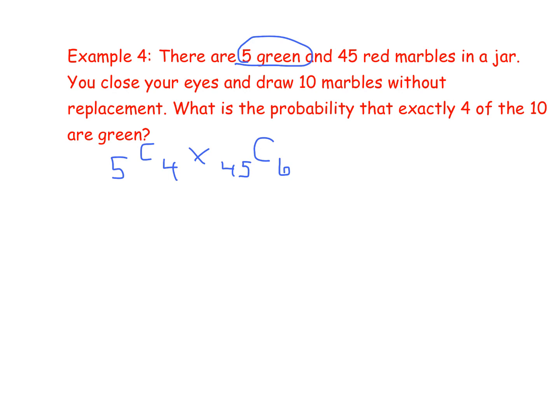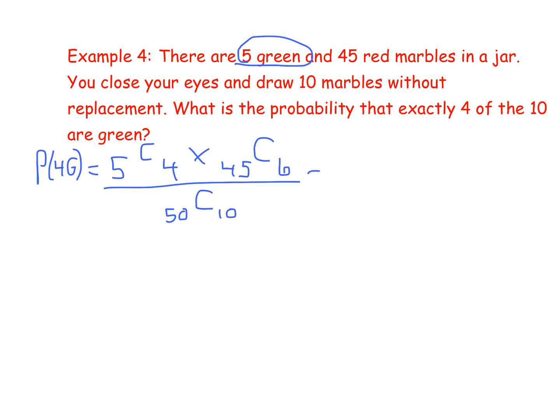If we want to make this a probability, because we've just calculated the number of ways right now, then the probability of 4 green is going to be that over the total number of marbles, which is 50, and we're choosing 10 from that. And so that's all the ways to randomly choose 10 from a group of 50, regardless of the color.